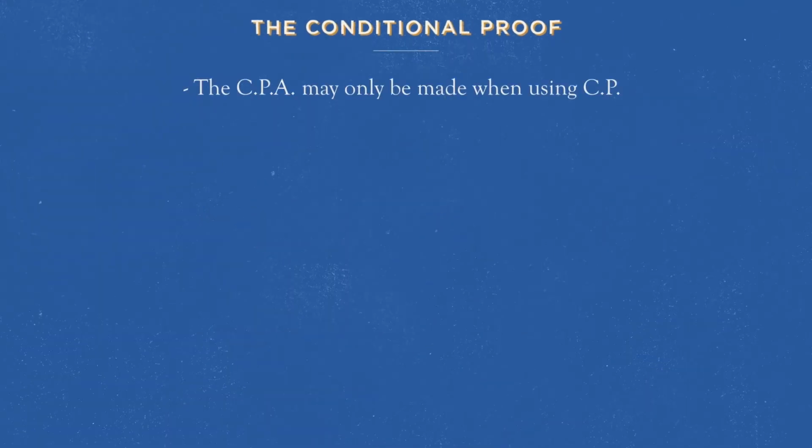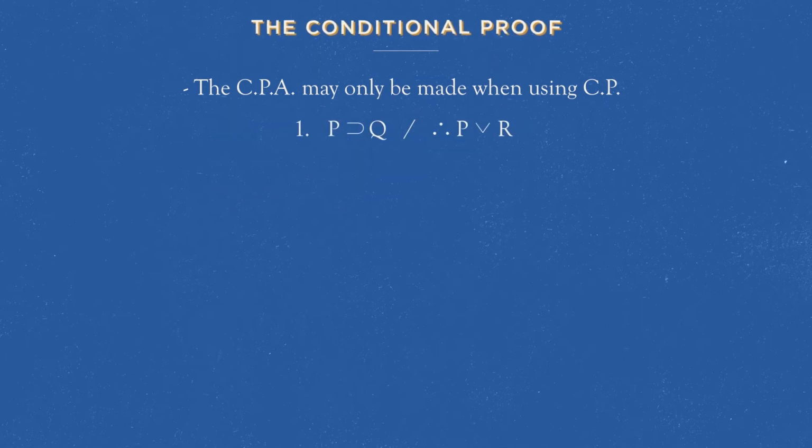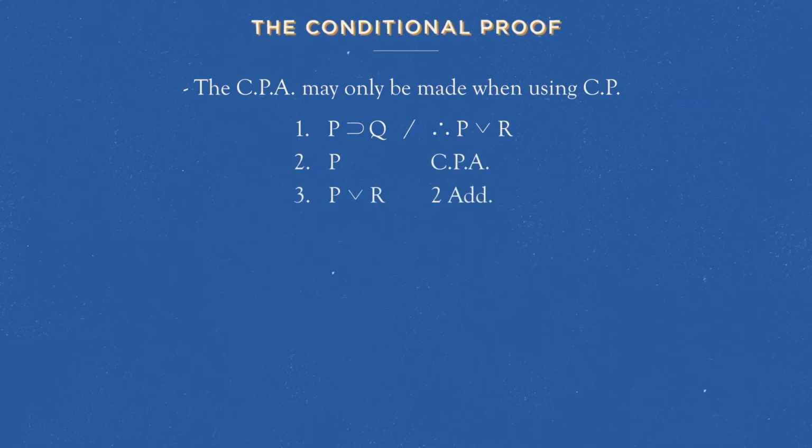Now, the conditional proof assumption may only be made when using the conditional proof. You can't make the conditional proof assumption and then stop without using the conditional proof. Doing that would allow you to conclude invalid arguments. That's bad. So for example, if you have if P then Q, therefore P or R, you cannot prove R in this way. P by CPA, P or R by addition.